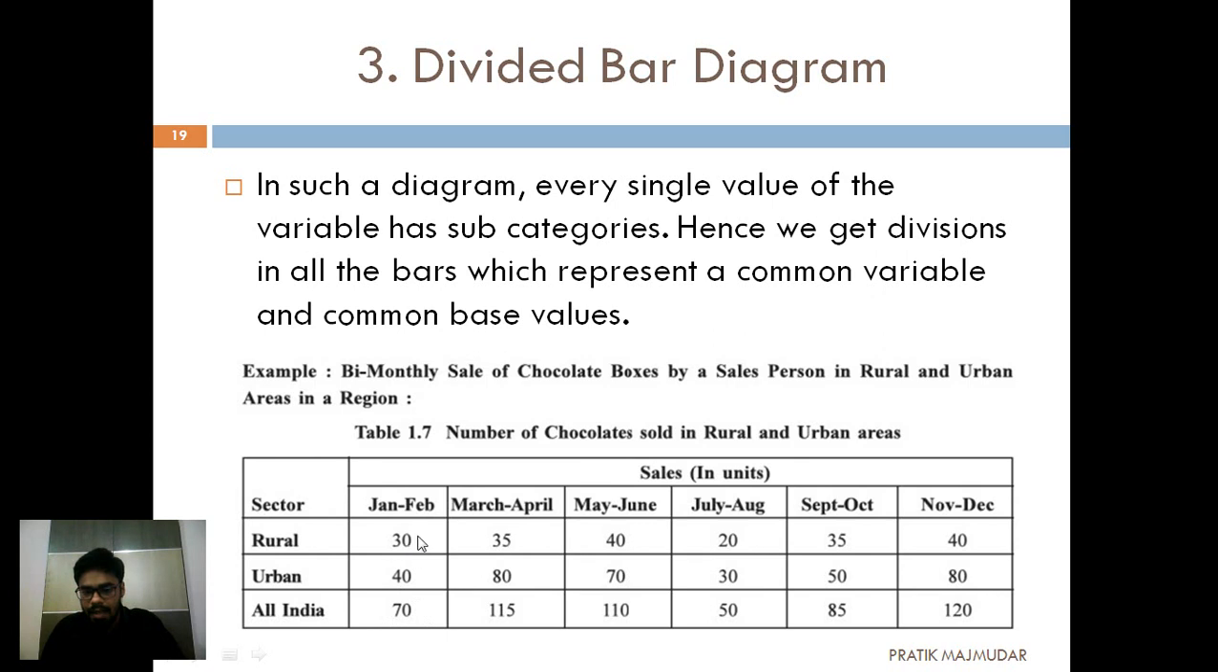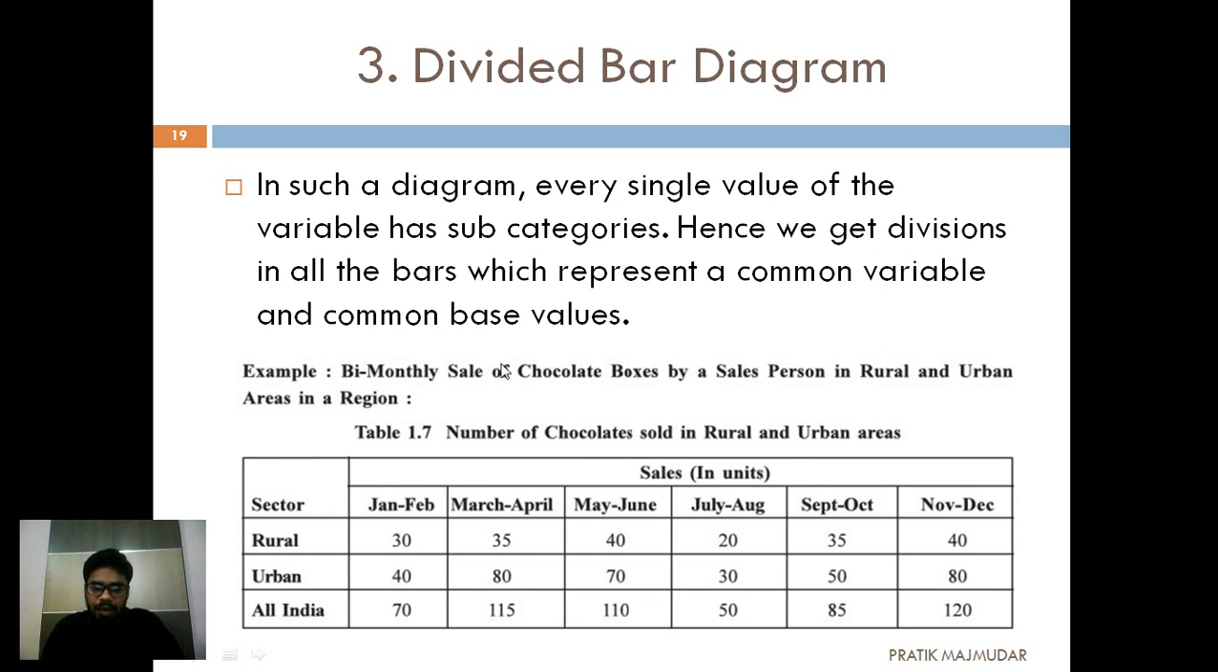Let's take an example. If it is 30 plus 40, the total is 70. 35 plus 80, the total is 115. So it is just a division of this one. The 70 is divided into 2 parts. In rural we have sold 30 goods, and in urban area we have sold 40.